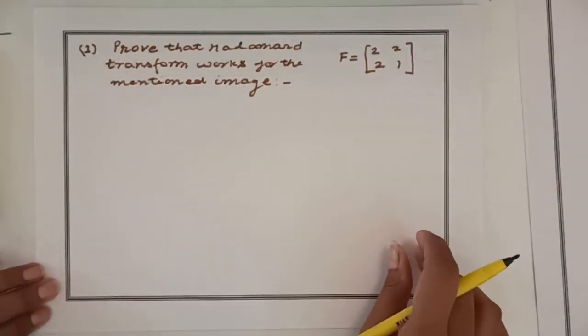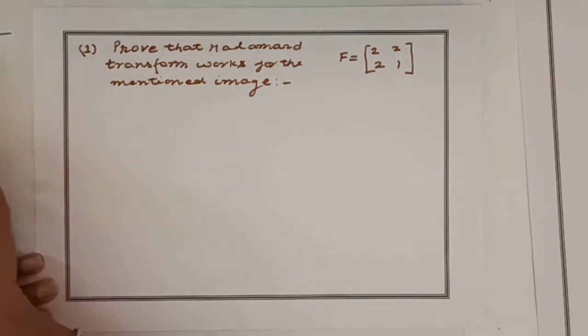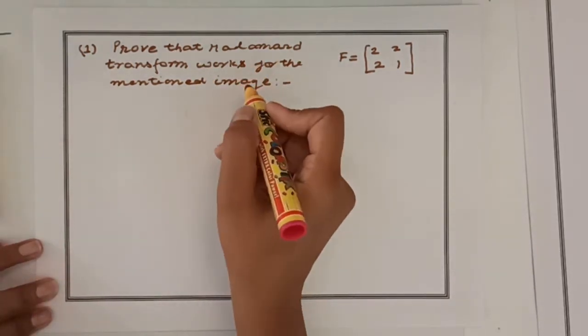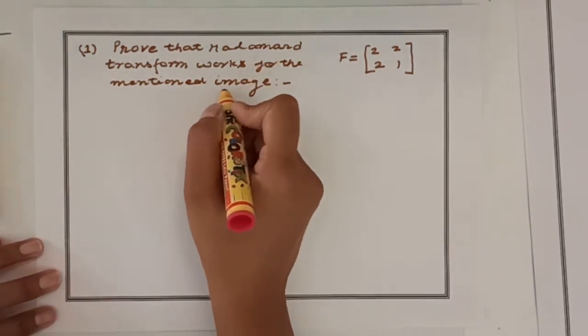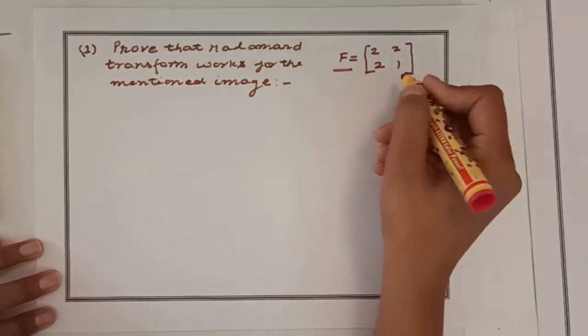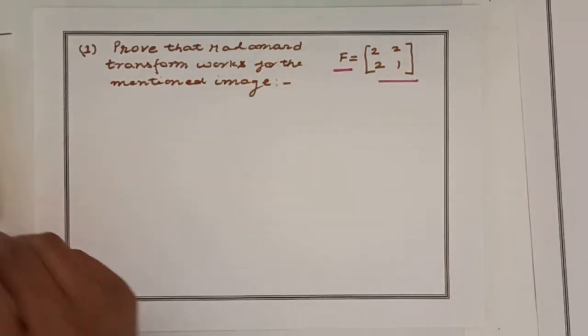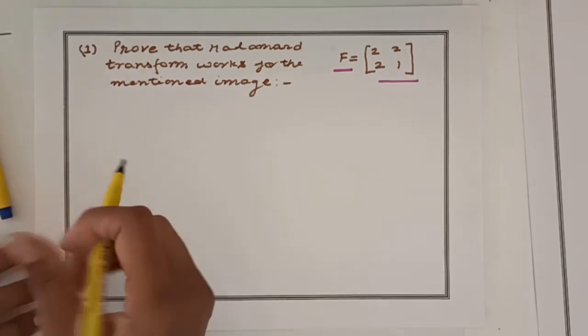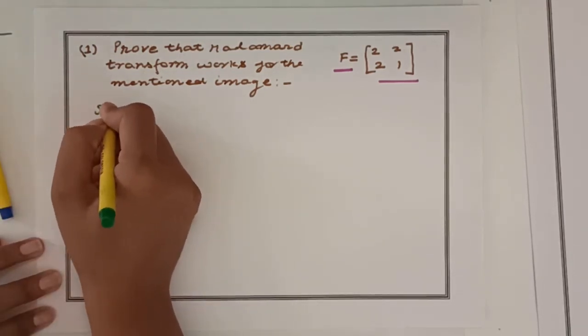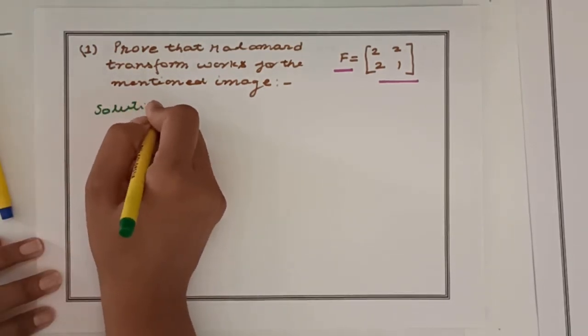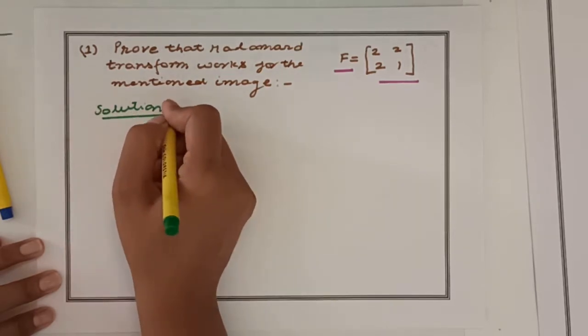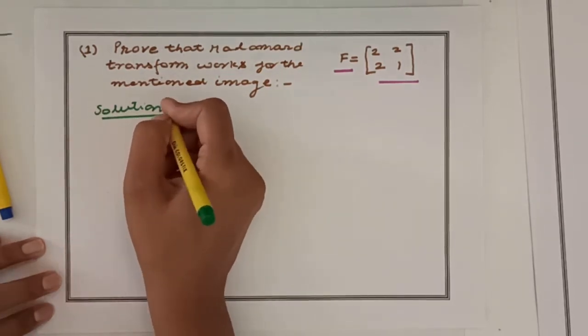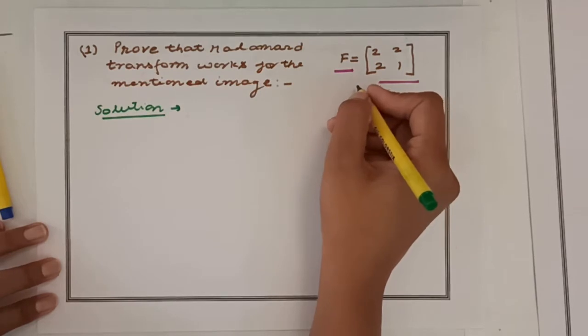First question is, prove that Hadamard transform works for the mentioned image. Here the image is given as F, which is a 2 cross 2 matrix. So let us see how Hadamard transform works for the given image.